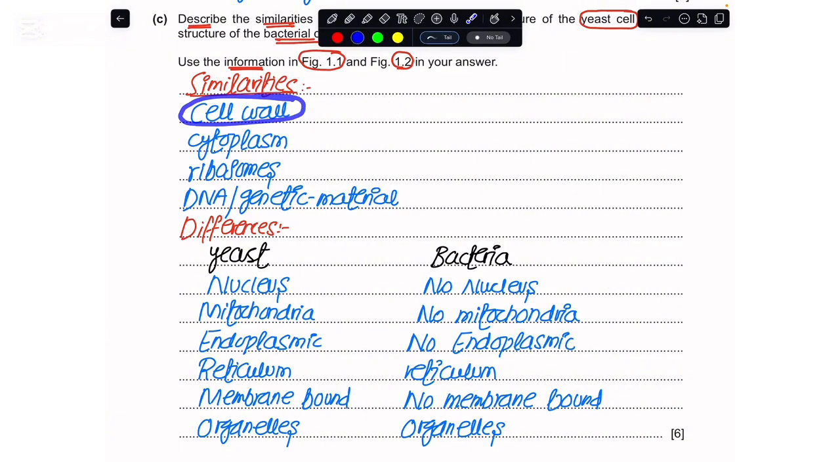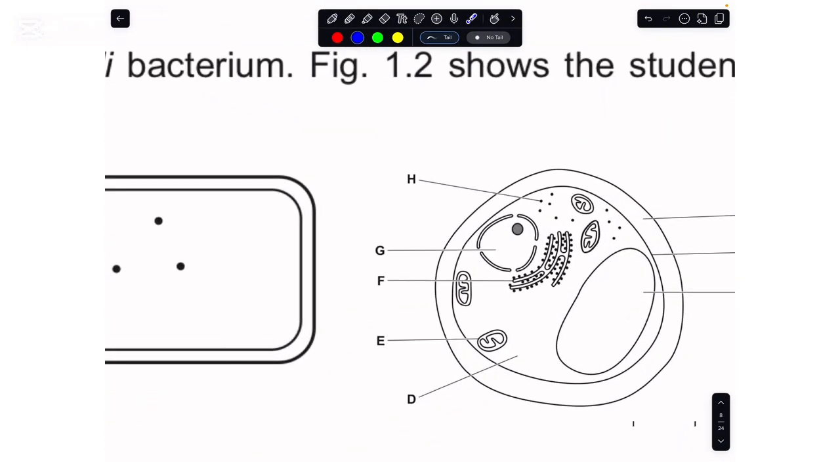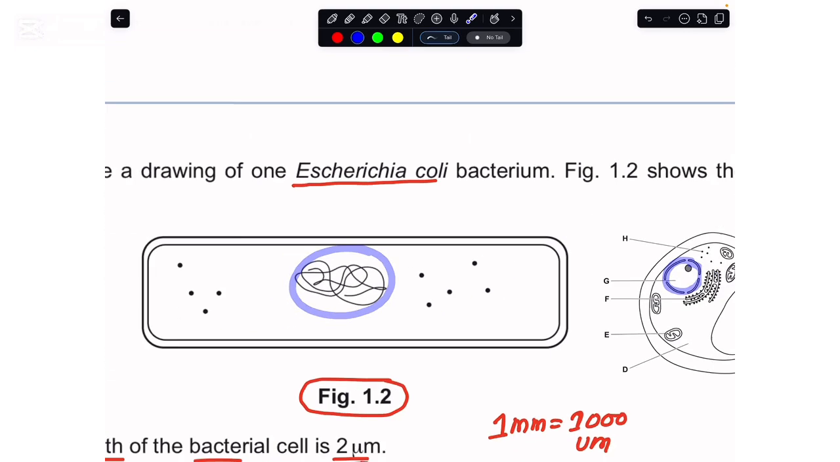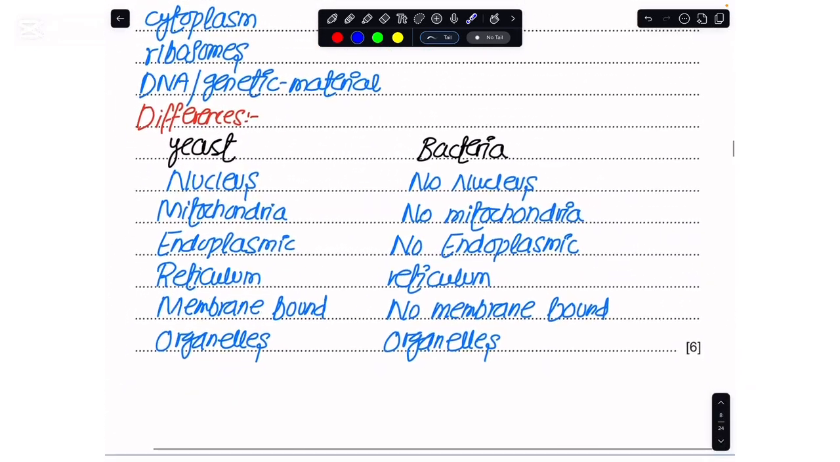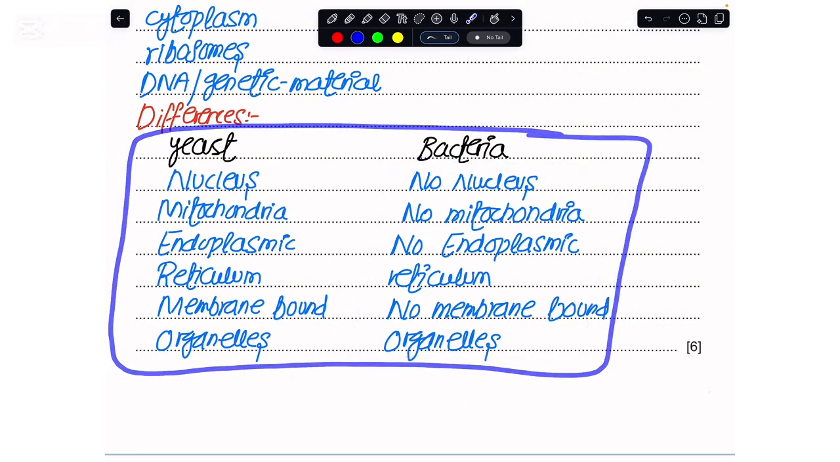So the similarities between the two are the presence of cell wall, the cytoplasm, the ribosomes, and for sure the DNA or the genetic material, because this yeast that we have here would have the genetic material within the nucleus, and here we again have the presence of the genetic material. Now, if we were to talk about the differences, the yeast has nucleus and the mitochondria and the endoplasmic reticulum and also the membrane-bound organelle. And I told you another point, that was the presence of the sap vacuole. These things we don't have in the bacteria. So this is how the differences come between the two of these.